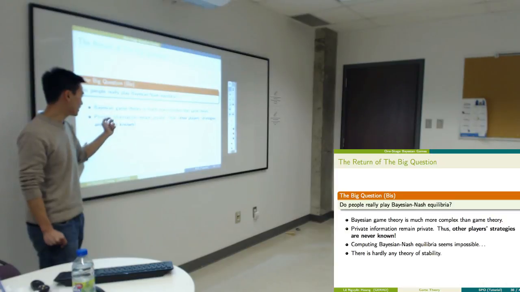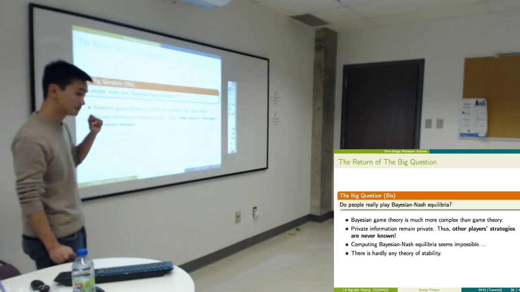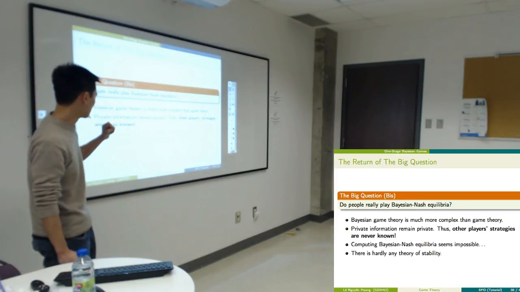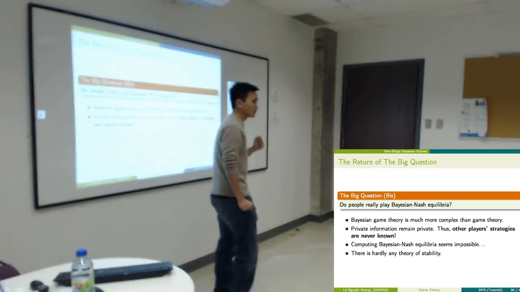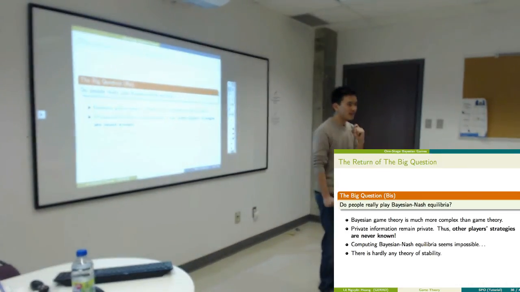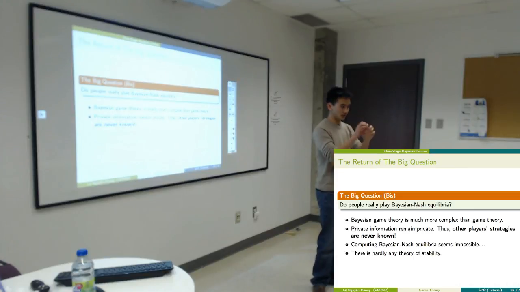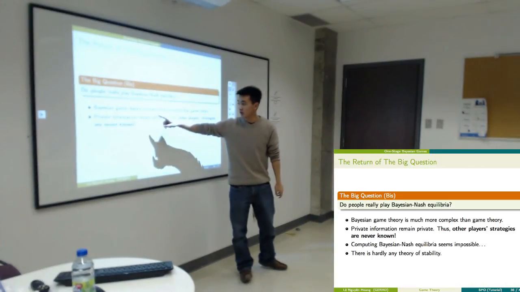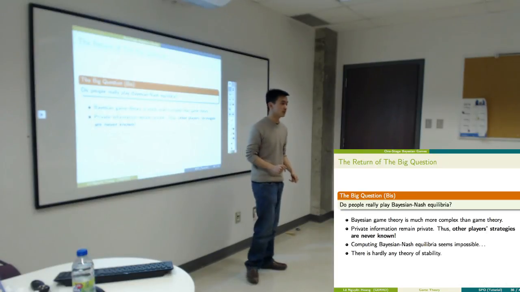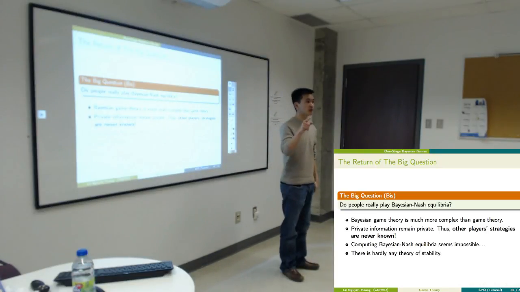Private information remains private. And that's a big trouble. At the end of a classical game, you knew everything about the game. You knew all the strategies, everything. Here, you don't know the types, the private information, so you cannot figure out, based on the history of the game, what the strategies of the others are. Strategies are actually no longer public information.